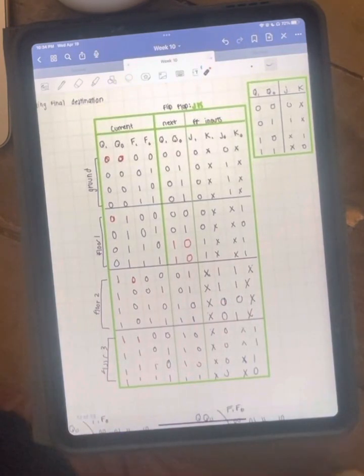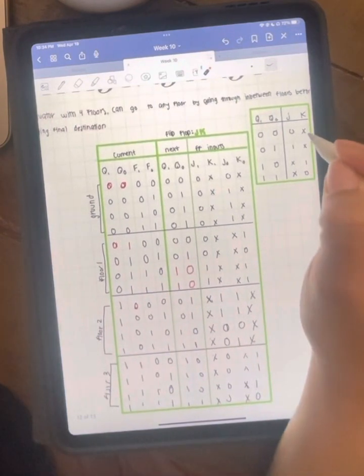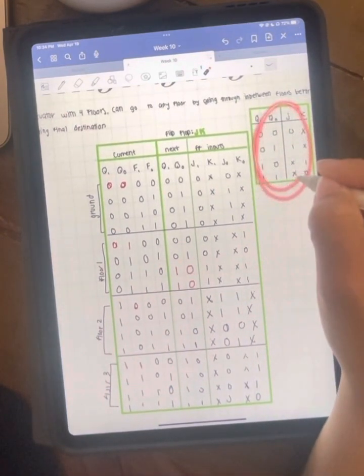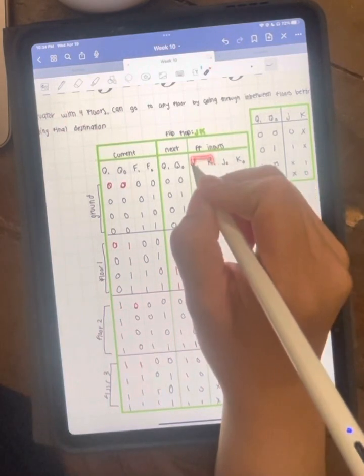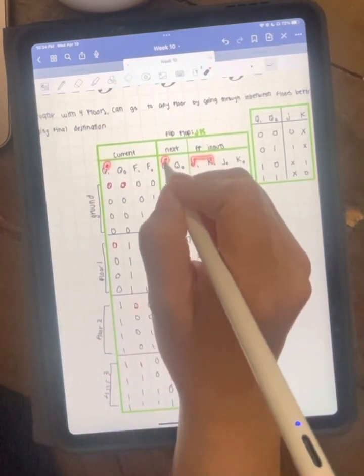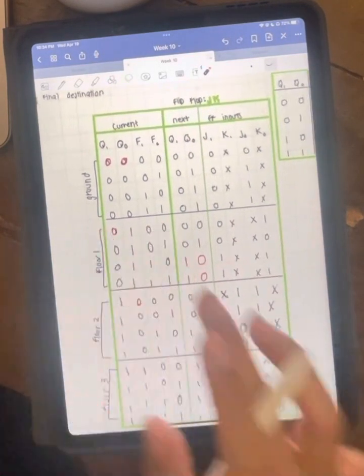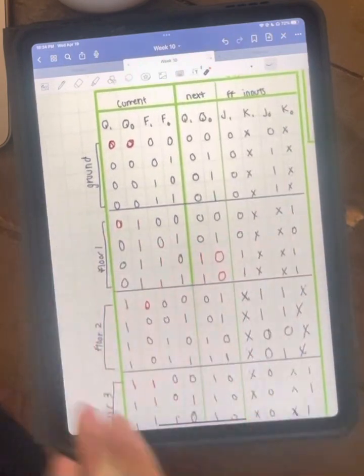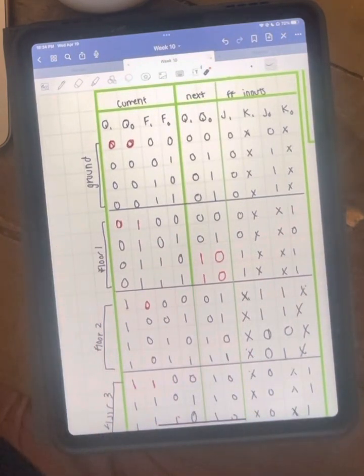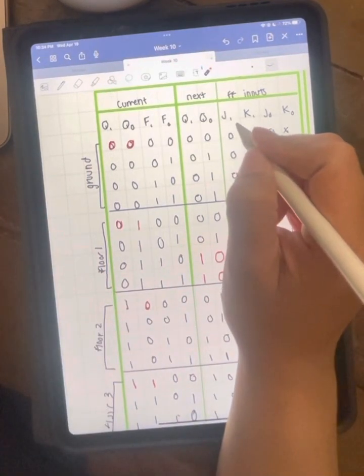Next, we're going to be moving on to our flip-flop inputs, and it's going to be what inputs we need to accomplish what we need to happen to get to the next spot. And for that, we're going to need this little cheat sheet right here. So for J1, K1, we're going to be looking at Q1 and Q1 for current and next. I'm not going to go through all of them. I'm just going to go through maybe one in each state.